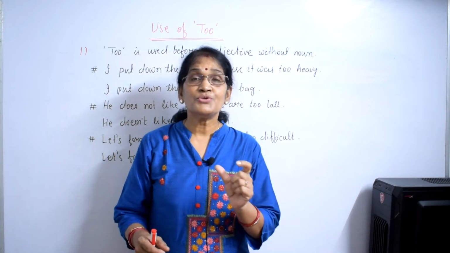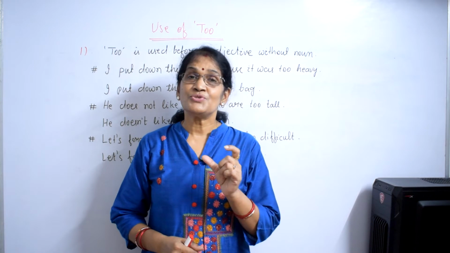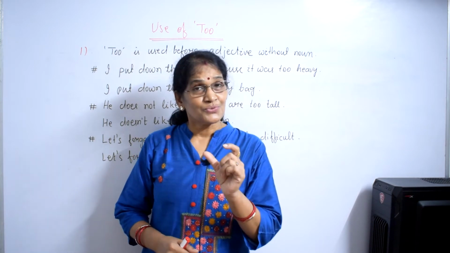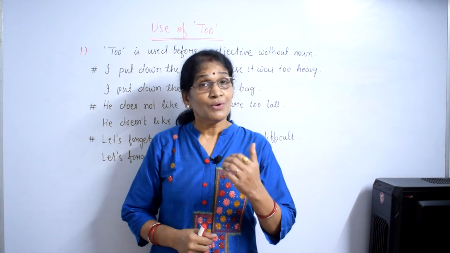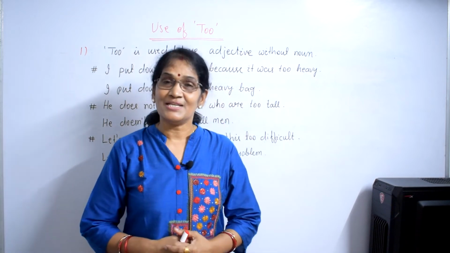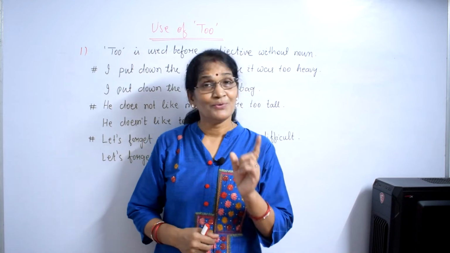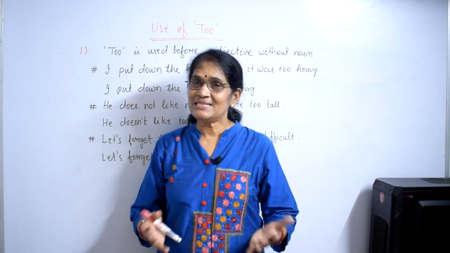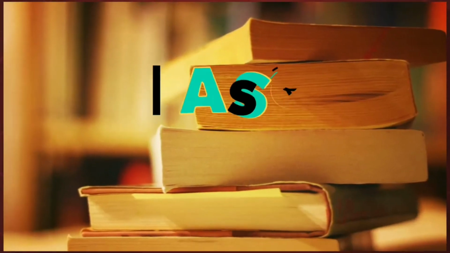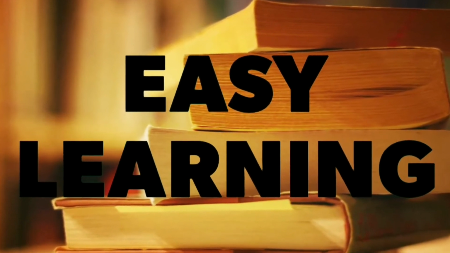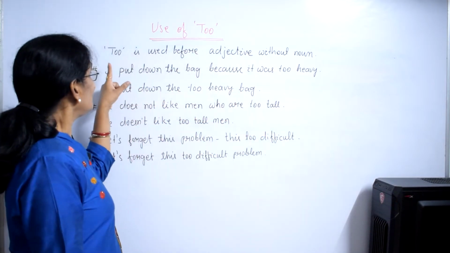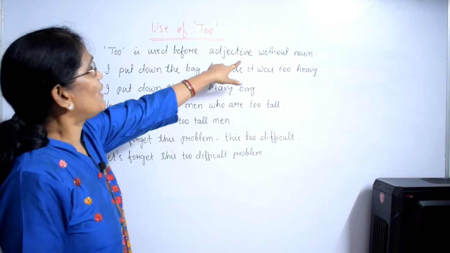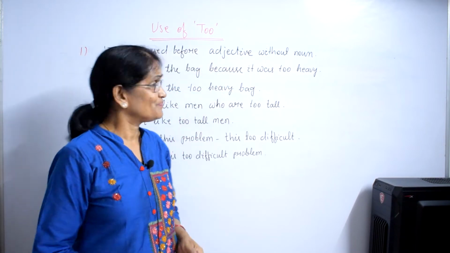But when you use too, we use too before an adjective and before an adverb, right? When you use too before an adjective, it is used before an adjective without a noun. Okay, this video is about it. So let's get started. Too is used before an adjective without a noun.